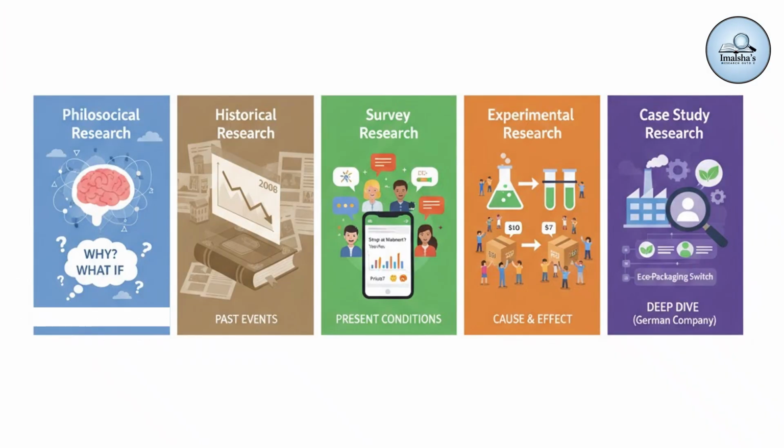Okay everyone, let's make this simple. There are five main types of research: philosophical research, historical research, survey research, experimental research, and case study. Philosophical research focuses on ideas and theories. Historical research looks at past events. Survey research studies present conditions. Experimental research tests cause and effect, and case study takes a deep dive into one example.